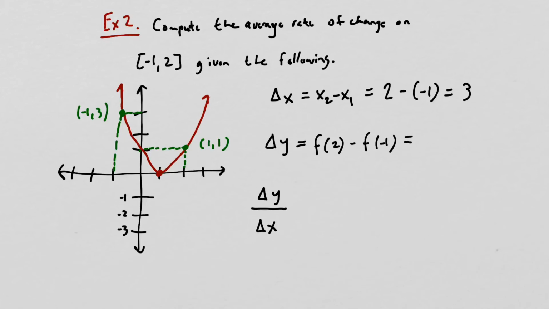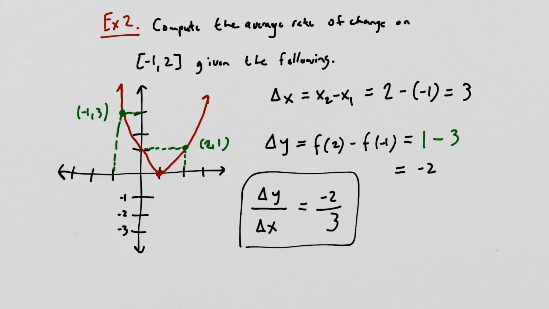And I just noticed real fast that I made a mistake. This point isn't 1, 1, it's the point 2, 1. Which means that f of 2 is going to be equal to 1 minus our f evaluated at negative 1, which is going to be given by 3. This leaves us with this being a negative 2. The average rate of change then is going to be given by negative 2 divided by 3.